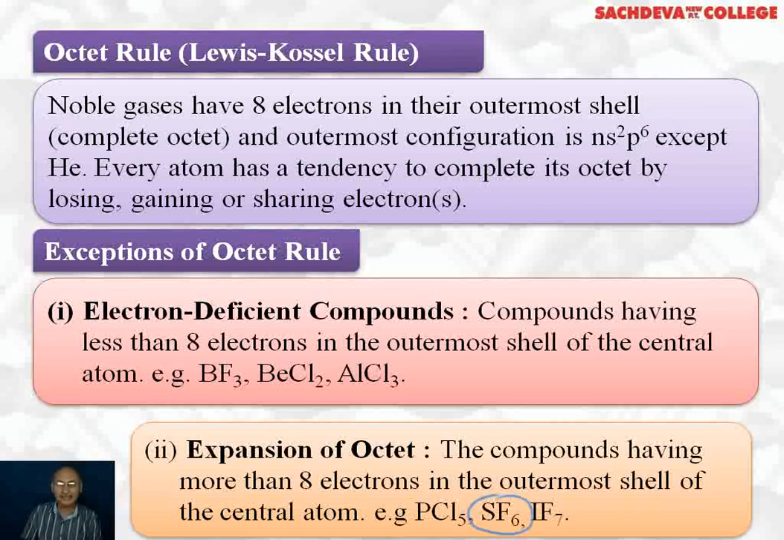In SF6, sulfur has 6 electrons, sharing 6 electrons with 6 fluorine atoms. Total become 12. Iodine has 7 valence electrons. It shares 7 electrons with 7 fluorine atoms and total becomes 14. So these 3 examples are of the compounds in which there is superoctet.